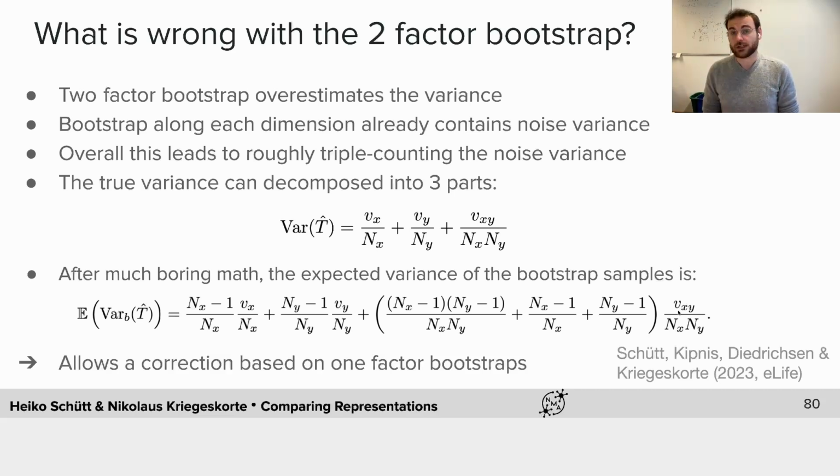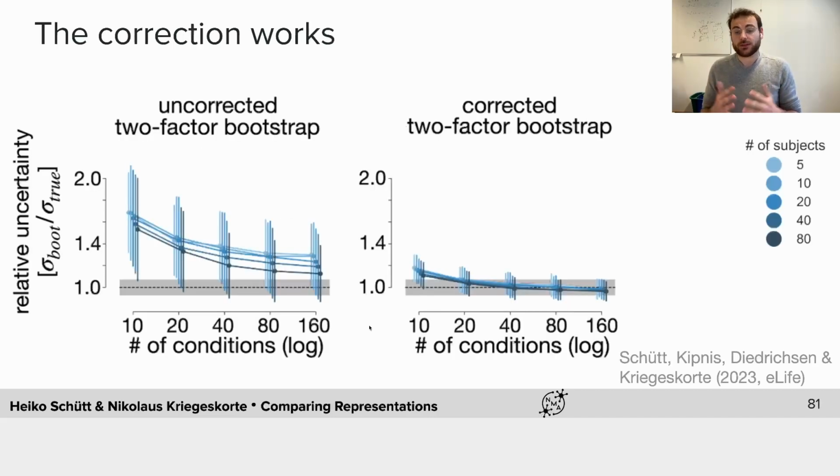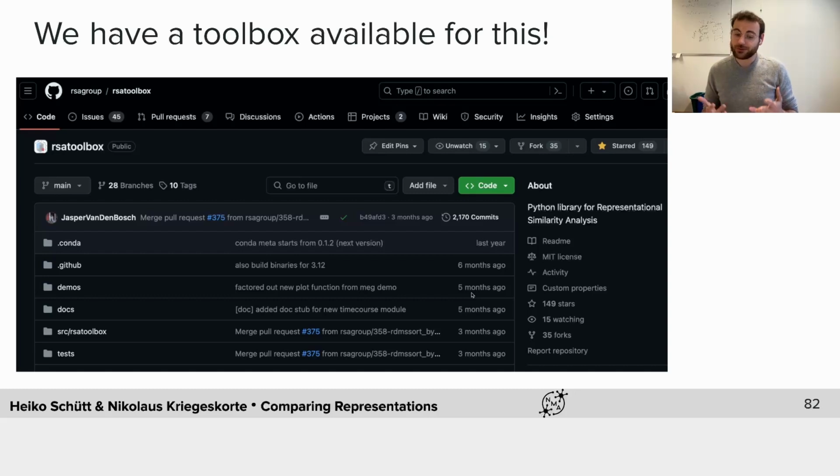To fix this, we can just calculate a correction. Now that we know a formula for how far off we are, we can add the bootstrap just along each of the dimensions, which then gives us 3 equations for 3 unknowns, and we can solve this for the variance. And with that correction, the bootstrap actually works pretty well, and we get back to values very close to 1. This is essentially as good as just bootstrapping the stimuli was in the previous slide. So I hope I convinced you that these bootstrapping methods with the corrections actually work correctly.